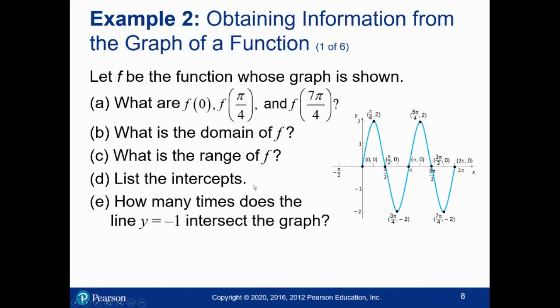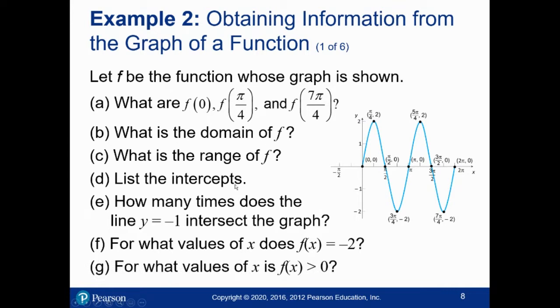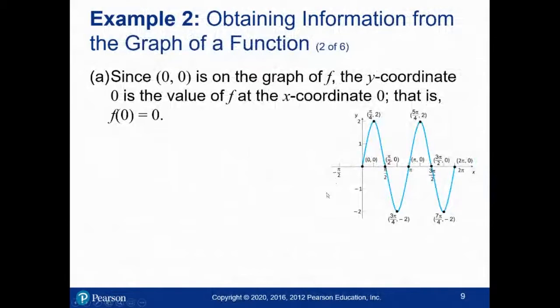Then try to ask yourself, how many times does y equal minus 1 intersect the graph? For what values of x does f of x equal minus 2? And finally, for which values of x is f of x positive? So there's 7 different things here. We're going to run through all of these solutions. But go ahead and try to answer them yourself. I'll pause. Okay, so here's the graph.